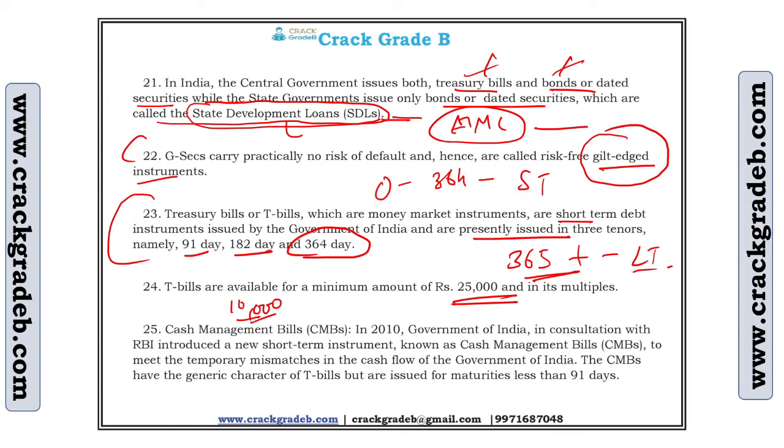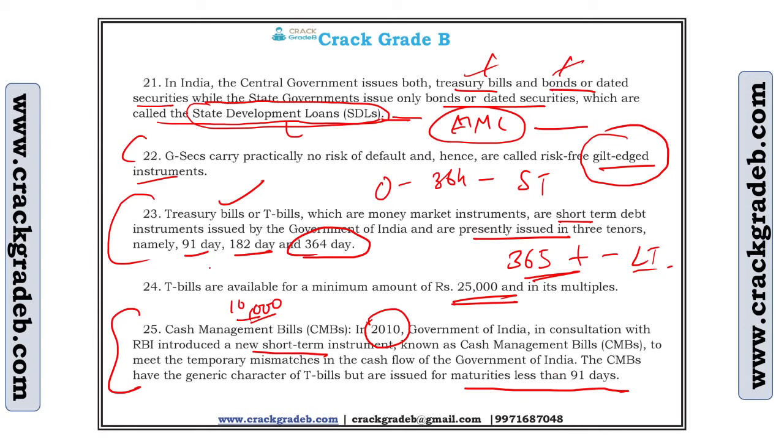Now CMB, cash management bill. So in 2010, the Government of India, in consultation with the RBI, introduced a new short-term instrument. So these are the new short-term. Look, one short-term instrument already exists, that is T-bills. Right now, in 2010, this is the keyword, CMB was introduced in consultation with the Union Government and the Reserve Bank of India, to meet the temporary mismatch in the cash flow of the Government of India. The CMB has the generic character of a T-bill but is issued for a maturity of less than 91 days.